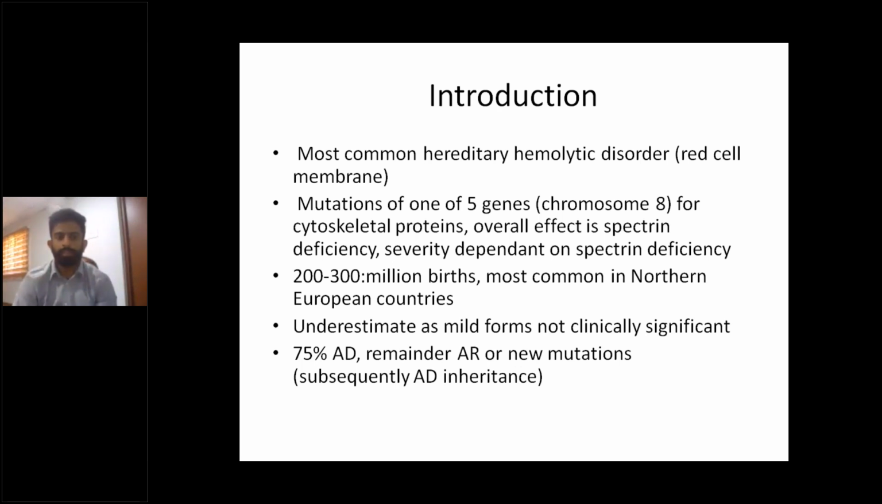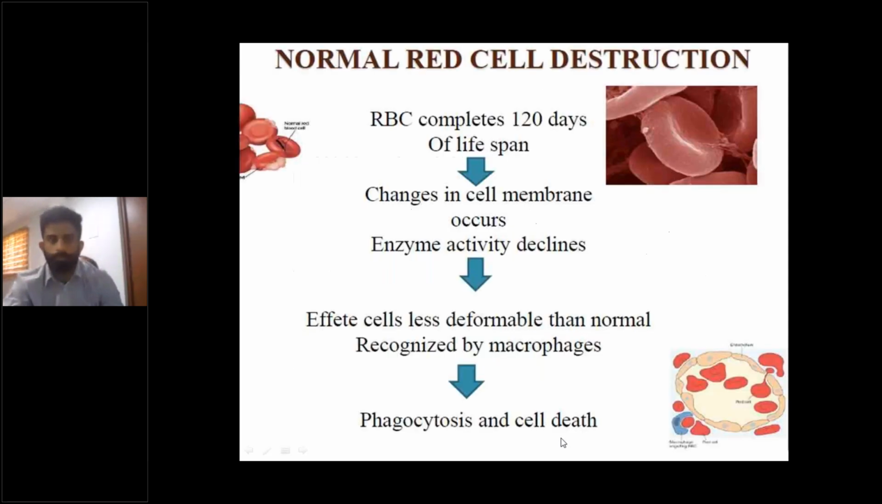75% have autosomal dominant inheritance. The remainder have autosomal recessive inheritance or new mutations. Subsequently, autosomal dominant inheritance is seen in HS.